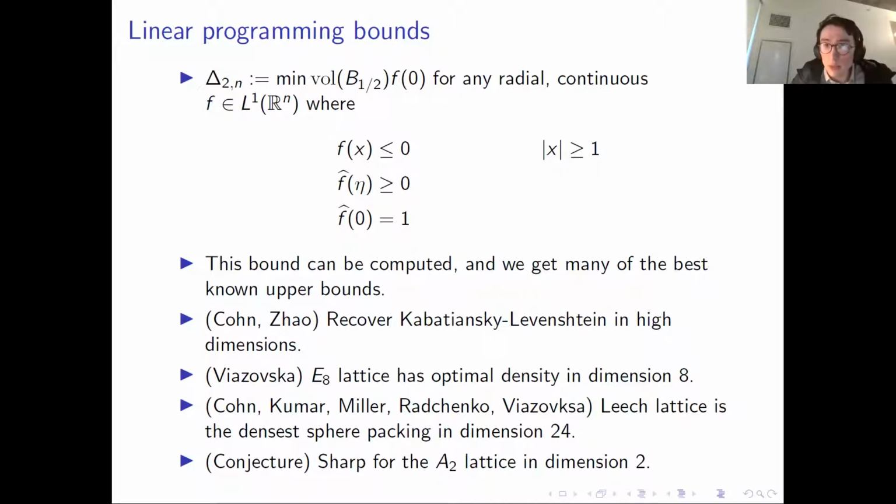And what does it mean to get a sharp bound? It means that you have to construct a magic function which satisfies the complementary slackness conditions for linear programming. And what that's going to mean is you need a radial function that vanishes on specific radii, and its Fourier transform also vanishes on specific radii, and they have to satisfy an inequality. So this is a very stringent constraint. And in fact, in the space of Schwartz functions, the magic functions in 8 and 24 are essentially unique up to scaling.